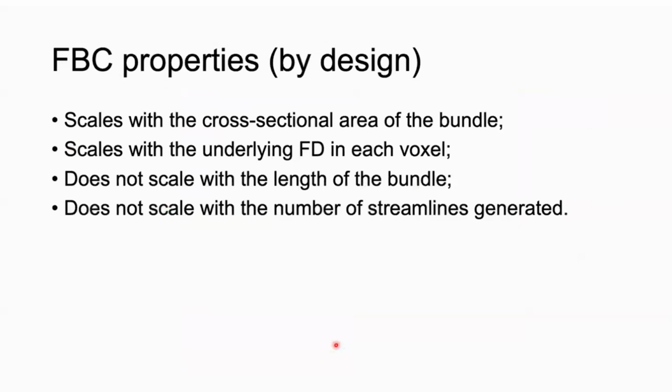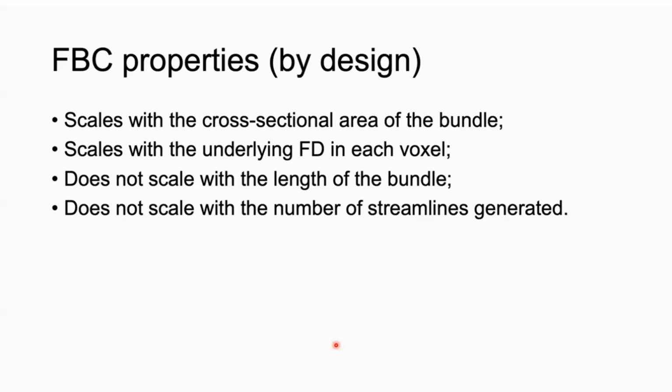All right. So then what are the FBC properties? What can people take away from this FBC? This is by design. It's not like emergent properties or anything. It scales with the cross-sectional area of the bundle. The bigger the cross-sectional area, the bigger the FBC, and it scales with the fiber density too. If there is a bigger fiber density, you would get a bigger FBC.